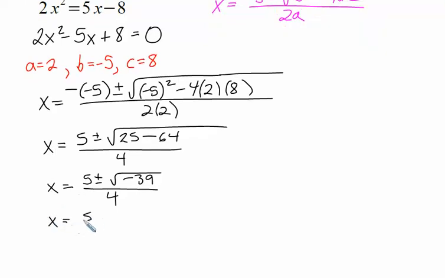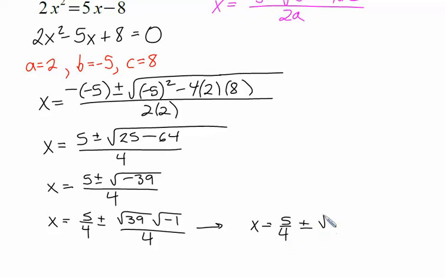X is going to be 5/4 plus or minus, and now there isn't a perfect square that divides negative 39, but even if there isn't a perfect square, what we do is we take the square root of the negative 1 and put it separately, because negative 39 is really 39 times a negative 1. And what we saw when we looked at this is that x is then going to be equal to 5/4 plus or minus the square root of 39 all over 4 times i.